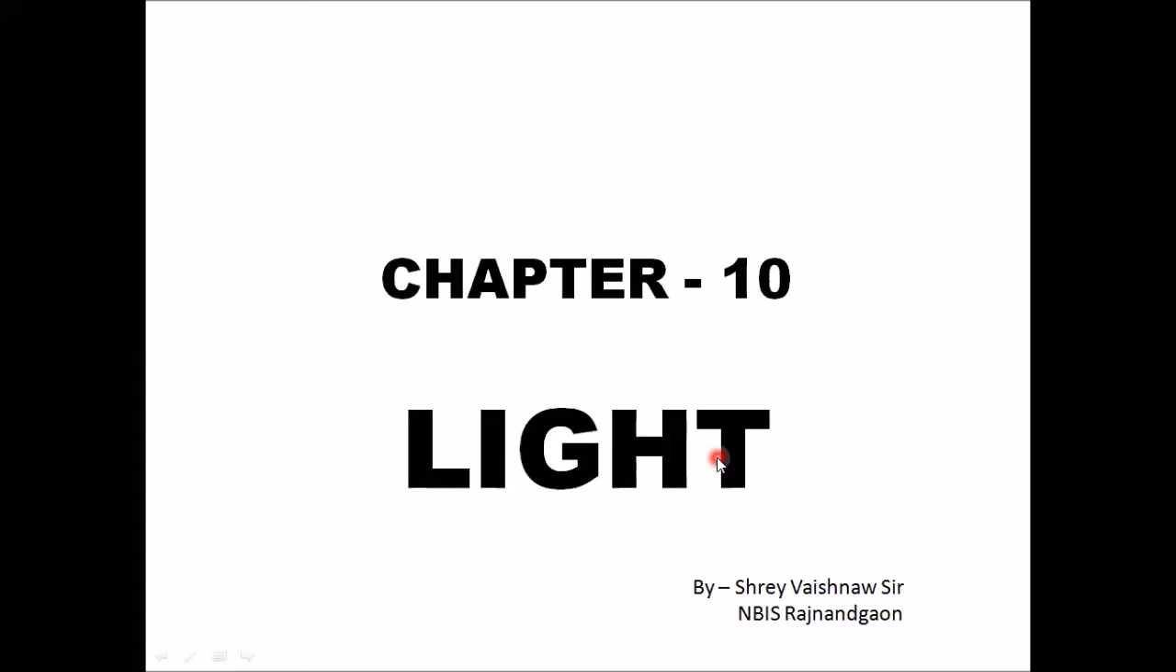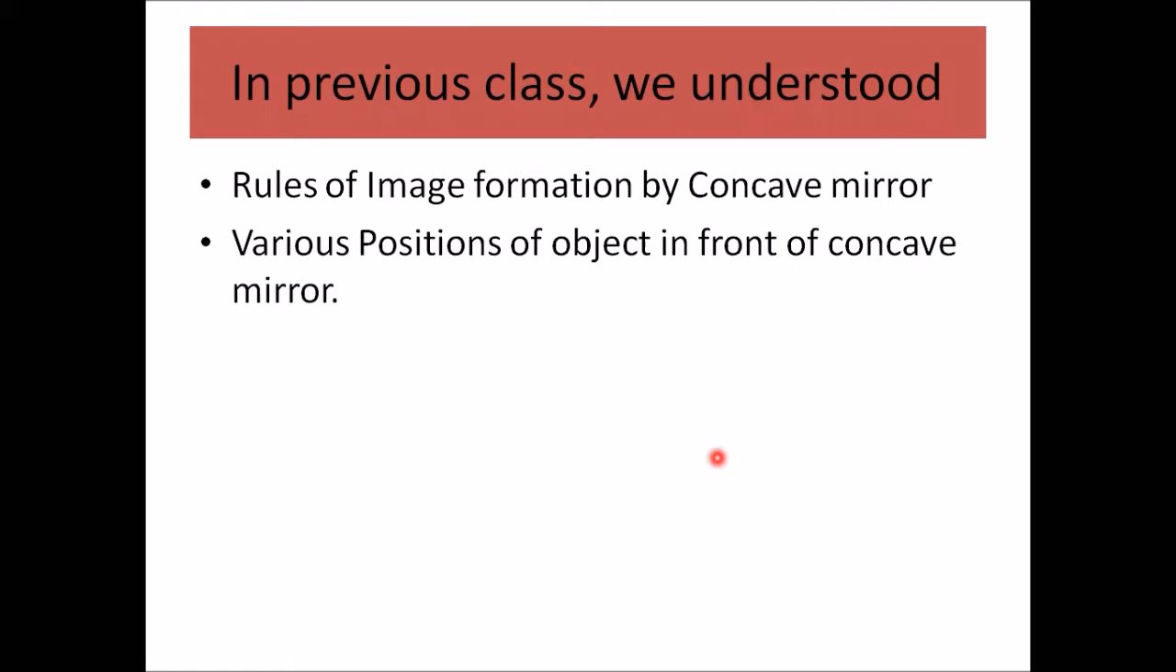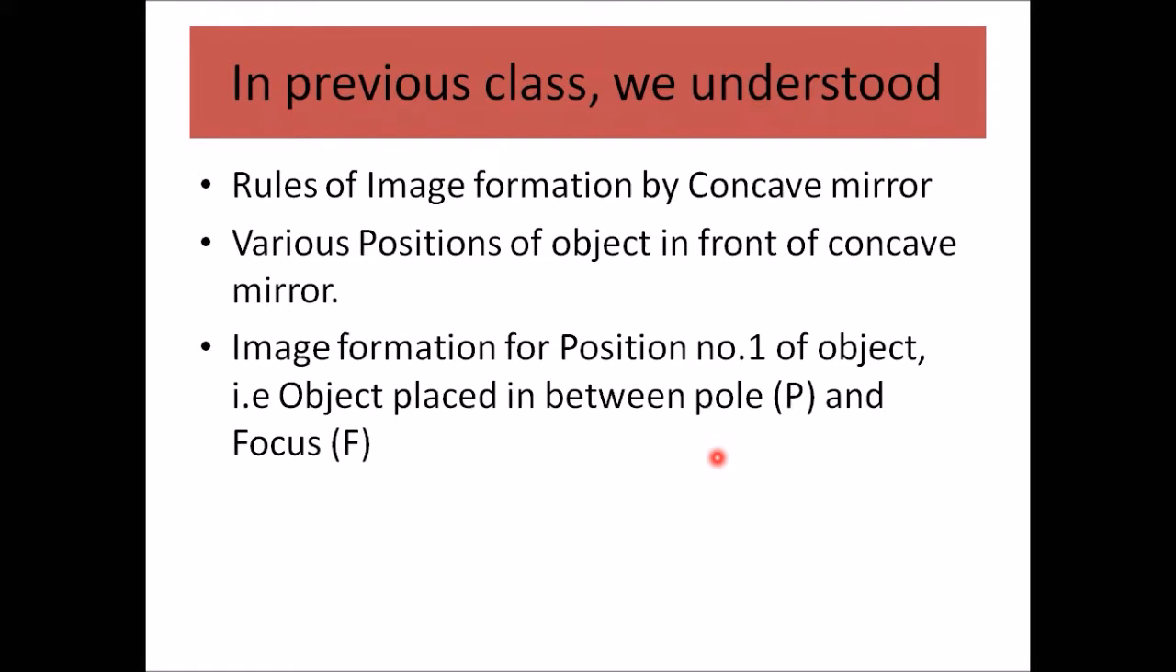In our previous class, we discussed the rules of image formation by a concave mirror, various positions of the object in front of a concave mirror, and image formation for position number 1 of the object, that is, the object placed in between the pole and the focus. And in today's class we are going to discuss further. So let's move forward.